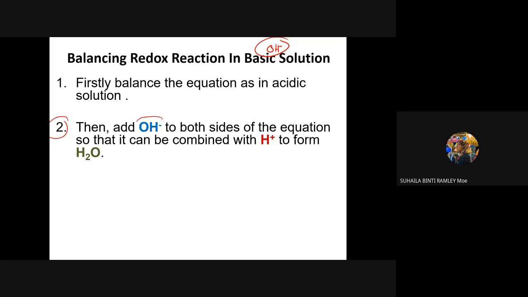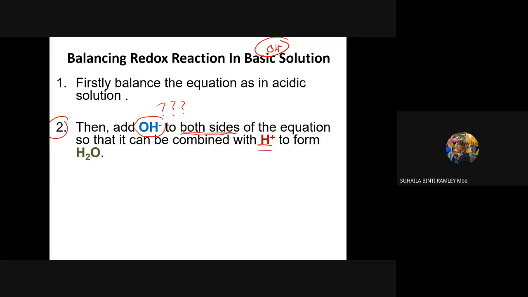Okay, selepas kamu balance pada acidic, at the end of the redox equation, kita akan ada H plus ion kan? Menunjukkan dia acidic. Okay, untuk jadikan dia basic solution, kita pergi yang second step ni. Add OH minus pada both side. To both side. Means sebelah kiri kamu kena tambah OH minus, sebelah kanan pun kamu kena tambah OH minus. Tapi how many mole? Okay, how many mole depends how many H plus yang kamu ada.